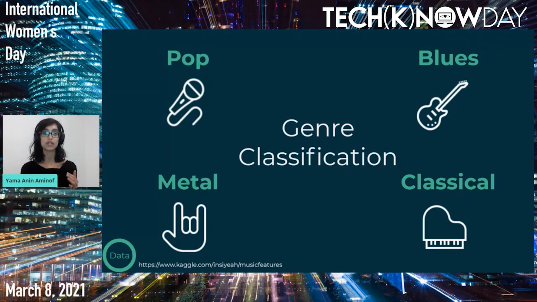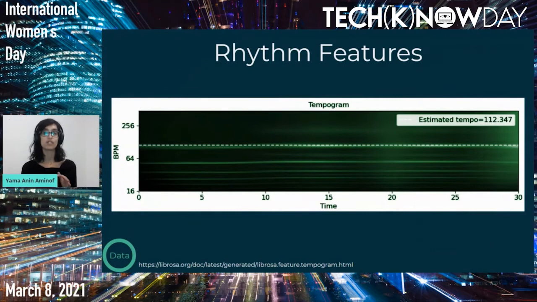The features we're using are rhythm features and spectral features, which are features that are based on the frequency of the signal. Rhythm features include the estimated tempo, which is the speed of the song. That can be extracted from a tempogram. On the y-axis, we have the BPM, beats per minute, which is the way we measure tempo. The x-axis is the time. Here we can see how the tempi, which is the plural of tempo, changes over time.